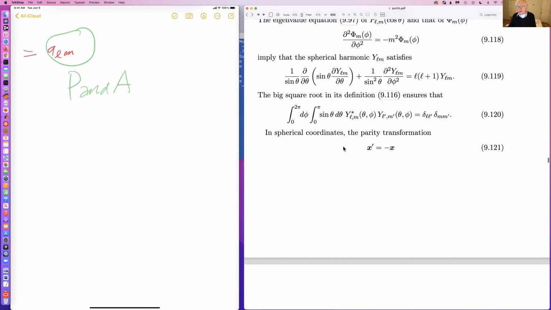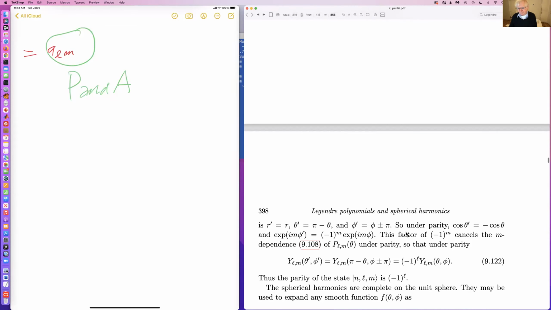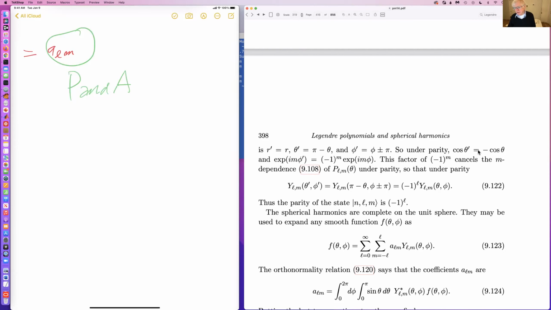And if you have a parity transformation, you flip x, y, z to minus x, minus y, minus z, then that's like r prime is r, theta prime is pi minus theta, phi prime is phi plus or minus pi, and cosine theta prime is minus cosine theta, e to the im phi prime is (-1)^m e to the im phi, because e to the im pi is (-1)^m.